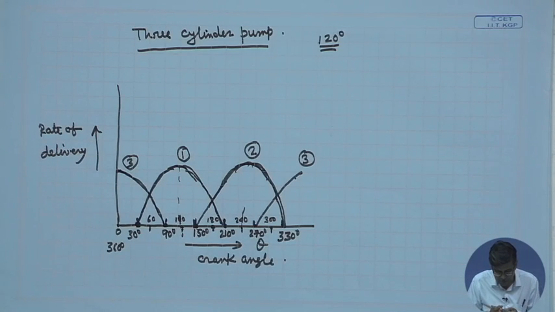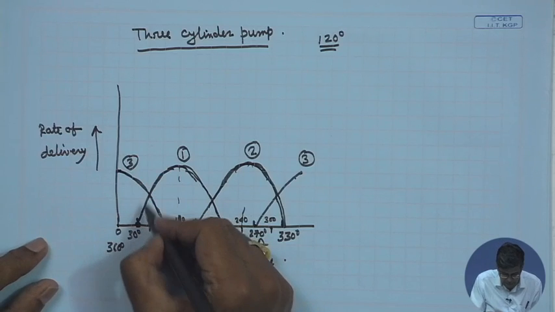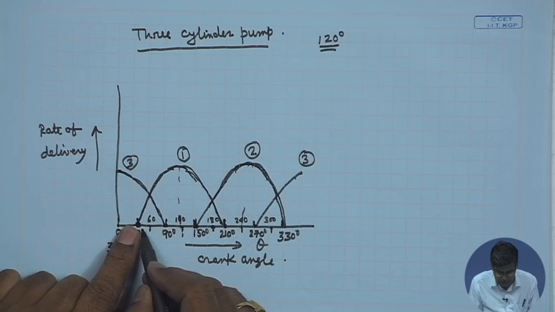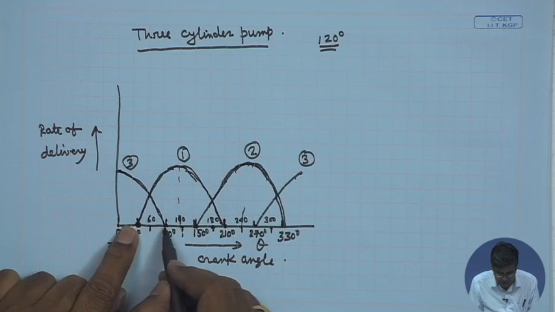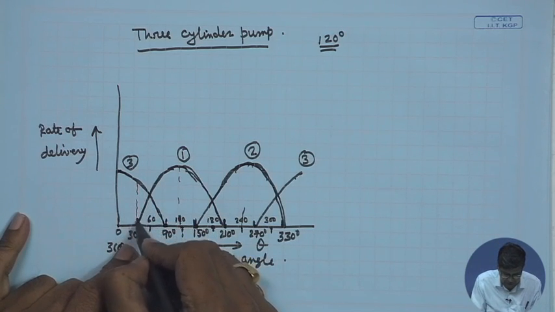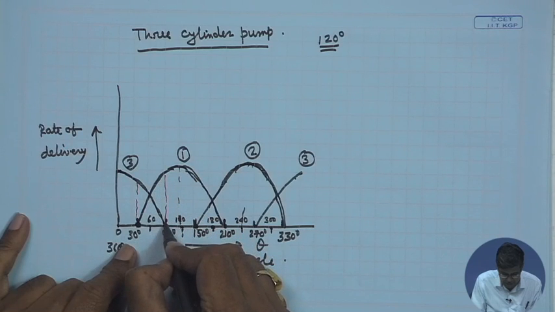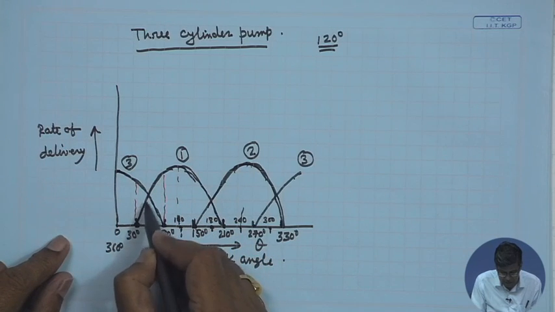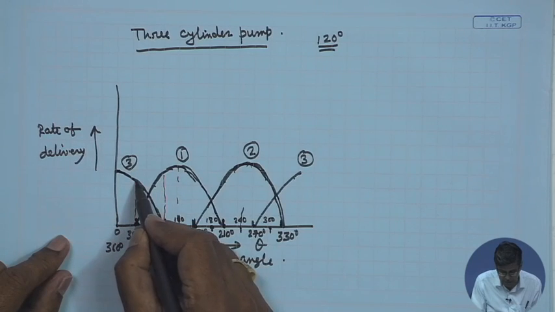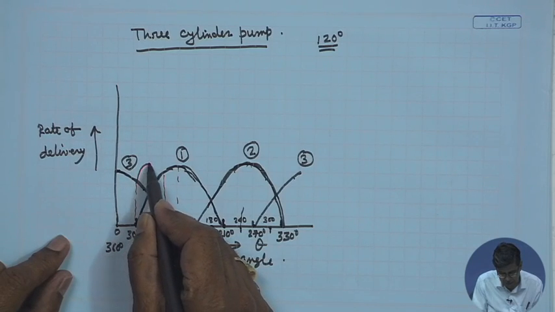If you see this, from 30° to 90° there is an overlap. So, in this part the discharge will be added: discharge of cylinder 3 plus discharge of cylinder 1, and if you add this, this will be like this. Sorry, my drawing is not very good.